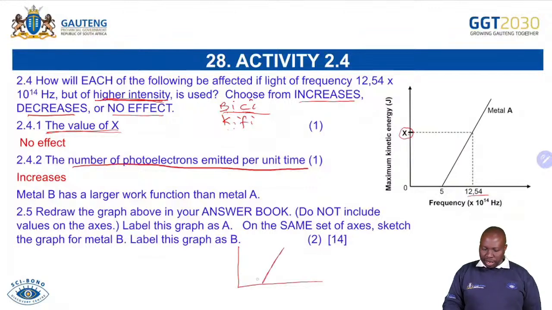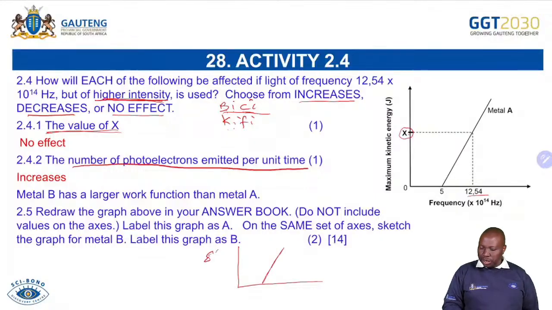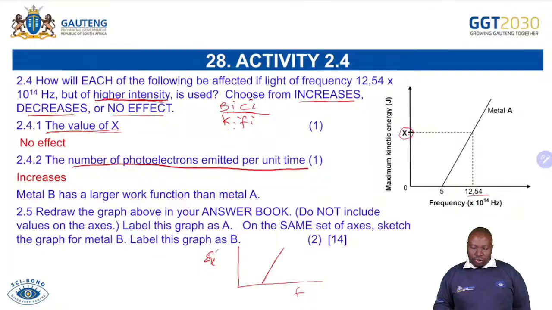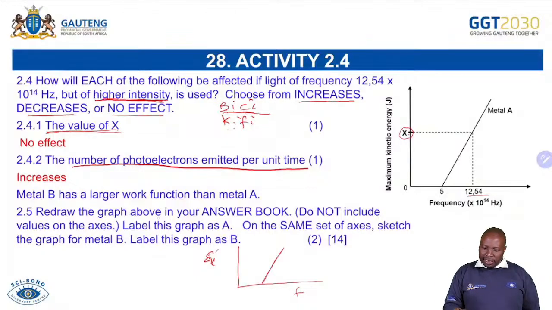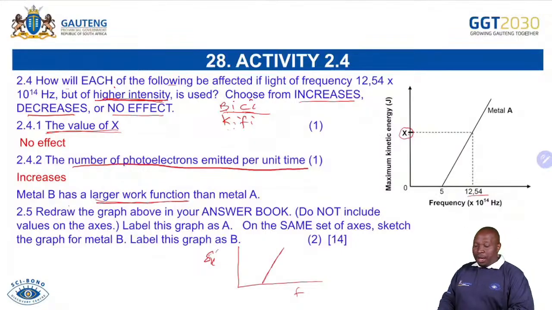your graph for A. It was like that, and then they're saying you can redraw and write your EK and your frequency as well. You redraw the graph there, and do not include the values. But what happens is that now they are asking, how will each of the following affect it? Now they're saying metal B has a larger work function than metal A, so you see, now remember.